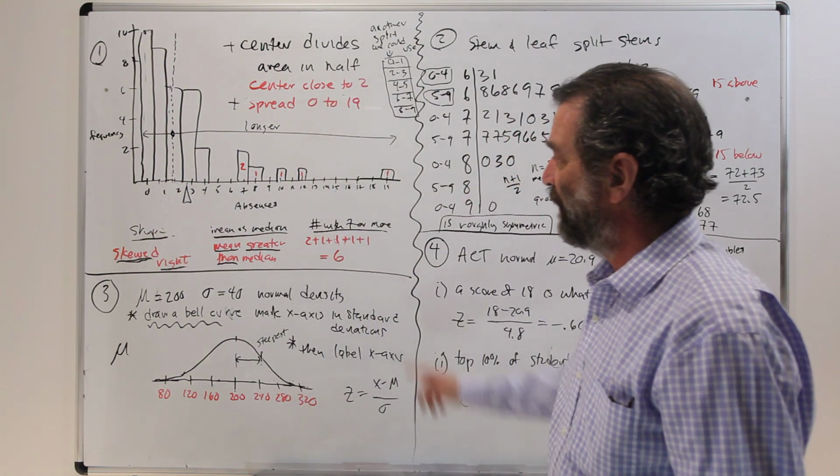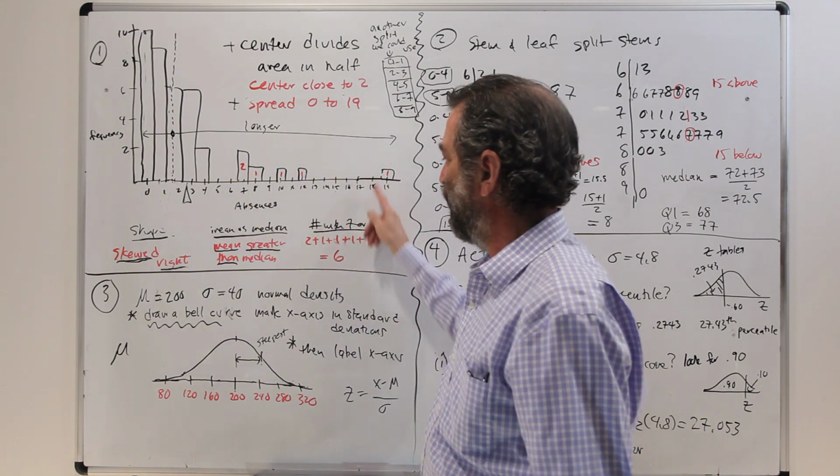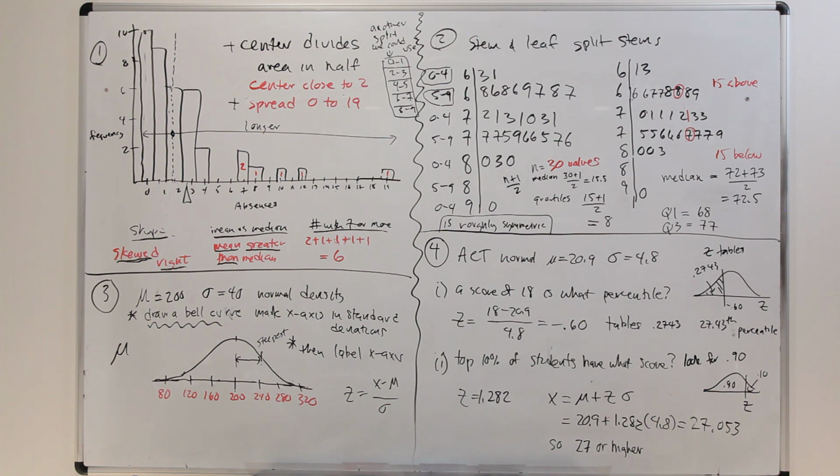And then we want to count how many values are 7 or more. We can easily do that. 2, 3, 4, 5, 6 values 7 or more. Did that. Number 2 says, take the data and make a stem and leaf plot with split stems.